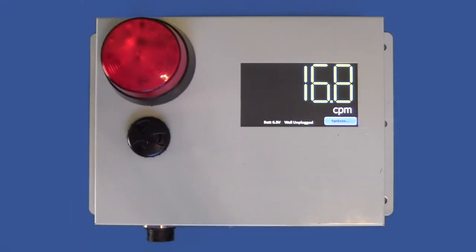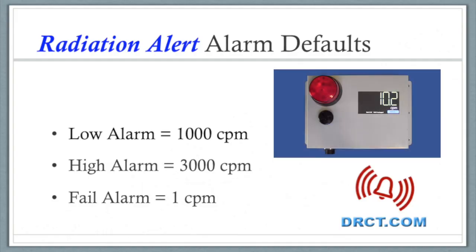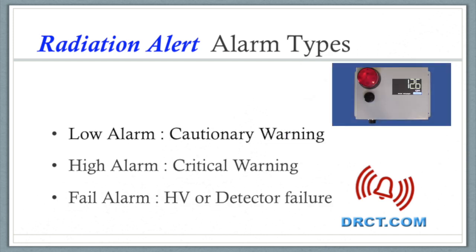There are 3 types of alarms: low, high, and failure. The default settings in CPM for these alarms are 3000 CPM for the high alarm, 1000 CPM for the low alarm, and 1 CPM for the failure alarm. The low alarm set point is a cautionary warning. The high alarm set point is a critical warning.